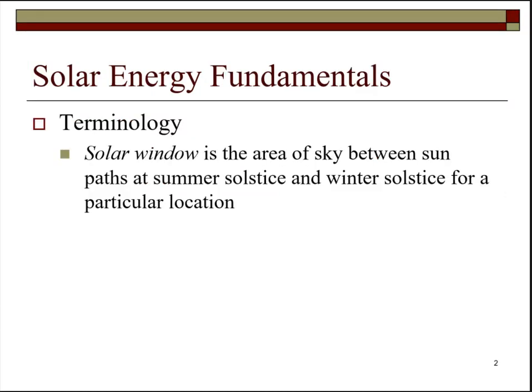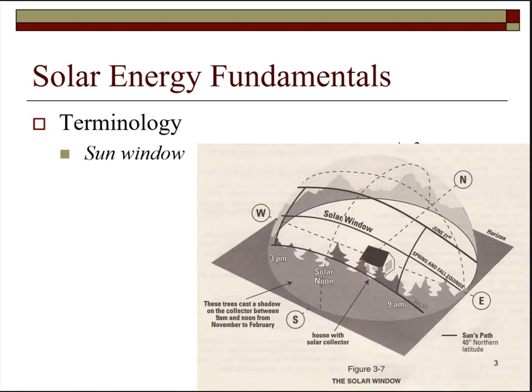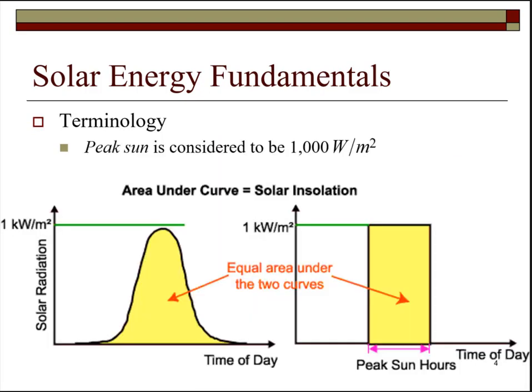We will again go over some terminology. Solar window is the area of the sky that the sun traverses between summer and winter solstice. Here is a very descriptive visual. Peak sun is defined here. Peak sun is 1,000 watts per meter squared. It is an important quantity because solar cells or modules are rated at a solar intensity of 1,000 watts per meter squared.